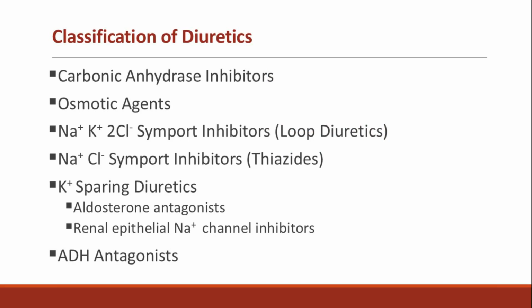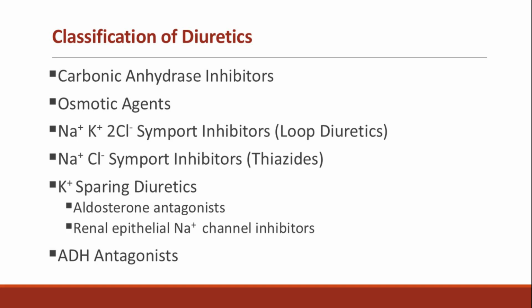Diuretics can be classified based on their mechanism and site of action. Carbonic anhydrase inhibitors act in the proximal tubule. Osmotic diuretics act throughout the nephron by increasing tubular fluid osmolarity. Loop diuretics inhibit sodium, potassium, and chloride reabsorption in the thick ascending limb. Thiazide diuretics inhibit the sodium chloride symporter in the distal tubule. Potassium-sparing diuretics act on the collecting duct either by antagonizing aldosterone or blocking sodium channels.